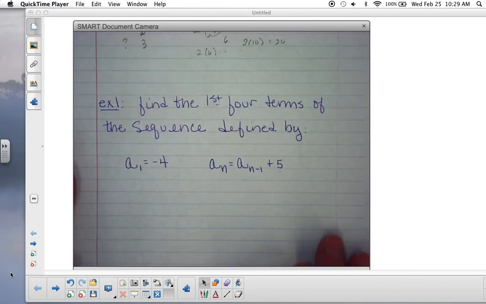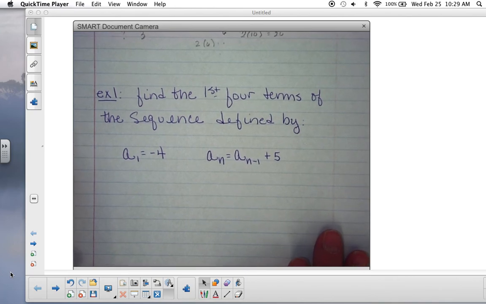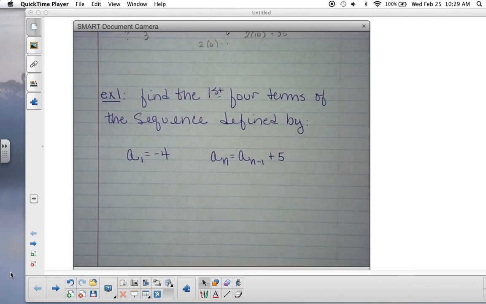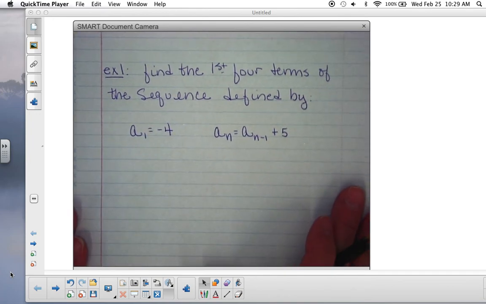So here's our first example. Find the first 4 terms of the sequence defined by a sub 1 is negative 4, and a sub n equals a sub n minus 1 plus 5. I'm going to wait 1 minute so you can write that down.